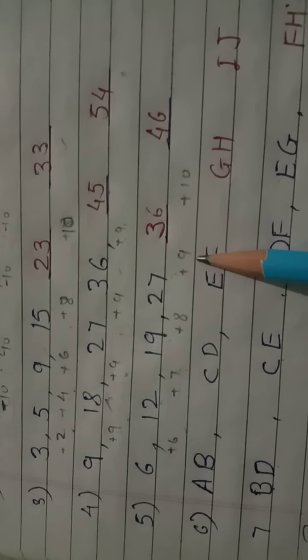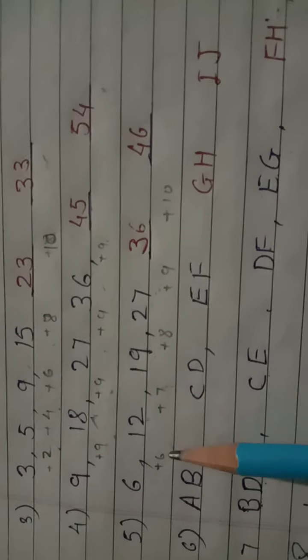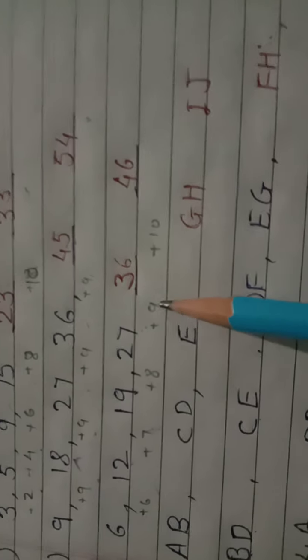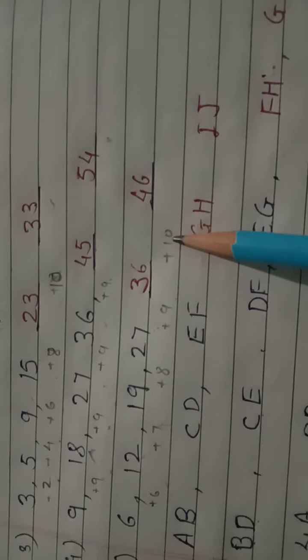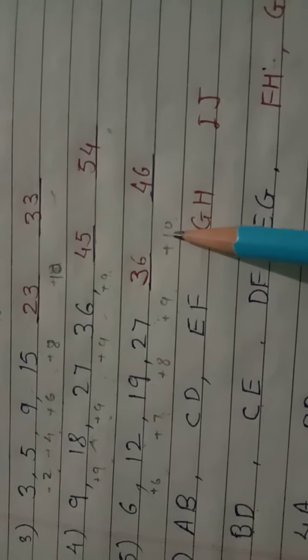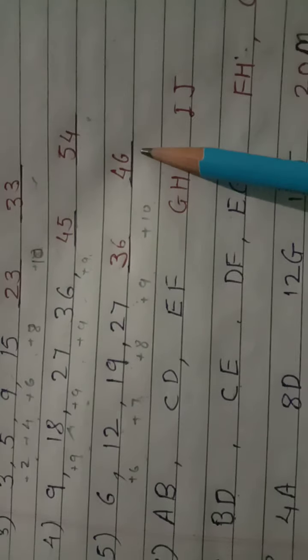So your next number is addition of 9. So here 6, 7, 8. The next number you have to add 9. So 27 plus 9, 36. The next number, add 10. So 36 plus 10, 46.